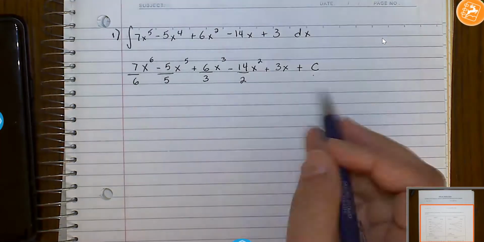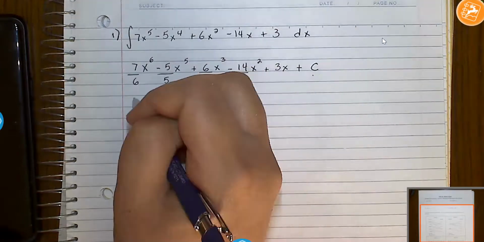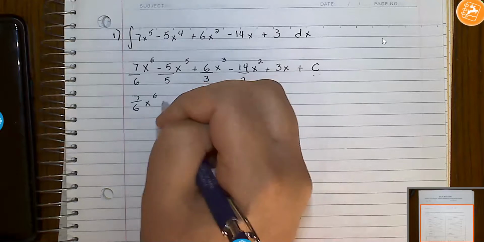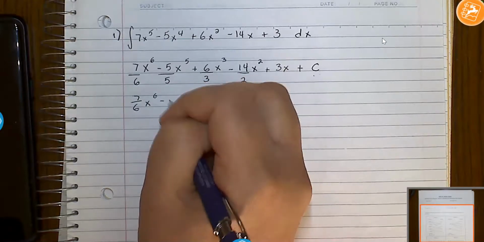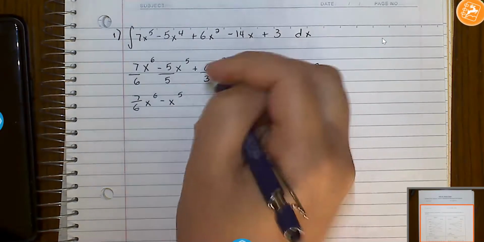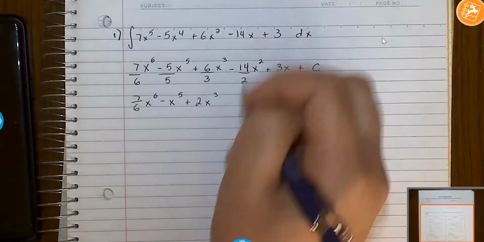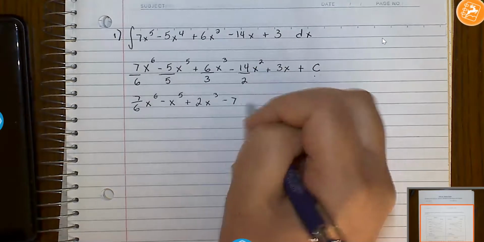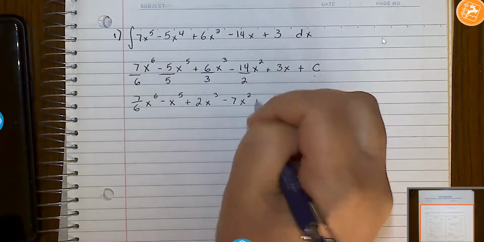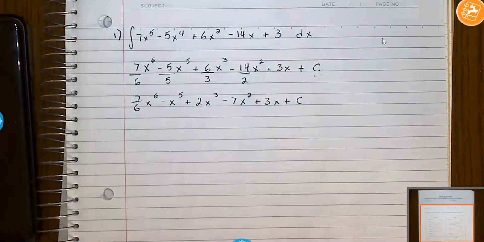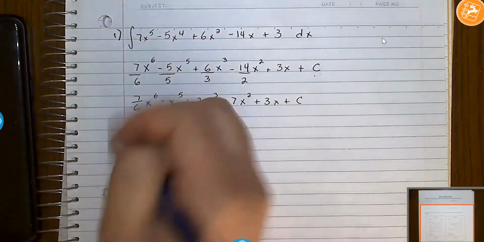Now I'm just going to go through and simplify all this. 7/6 stays as 7/6. Negative 5/5 becomes negative 1, or just negative x to the fifth. 6/3 becomes 2. Negative 14/2 becomes negative 7x squared plus 3x plus c. Okay. Moving on to number 3.